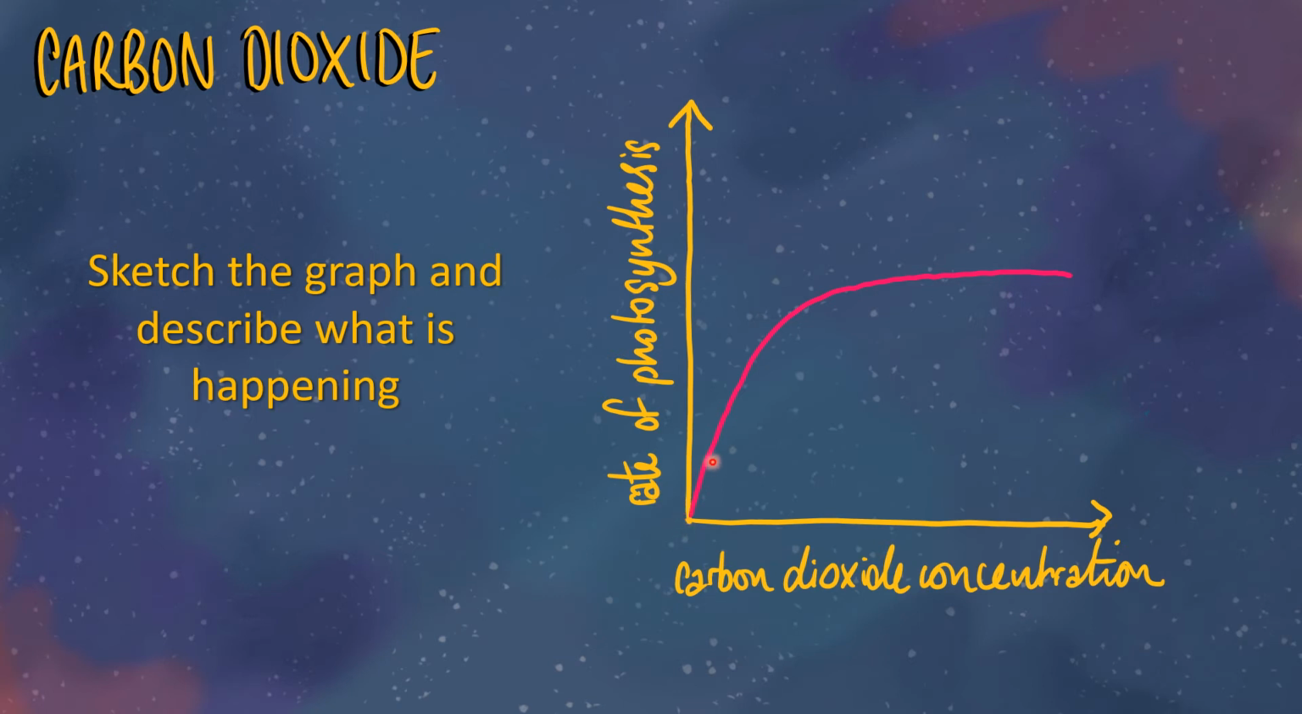So as carbon dioxide concentration increases, the rate of photosynthesis increases. And this is, of course, because carbon dioxide is a reactant in photosynthesis. So obviously the more carbon dioxide we have, the faster photosynthesis can happen, up until a certain point again. So once it gets to this point, it means it's got as much carbon dioxide as it needs, and at this point something else is the limiting factor of photosynthesis.